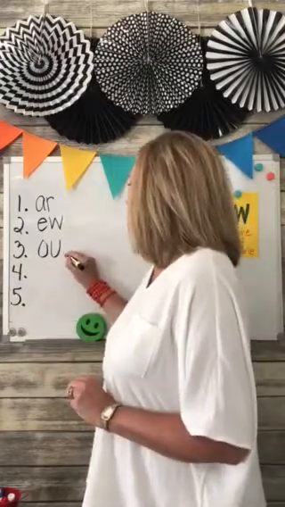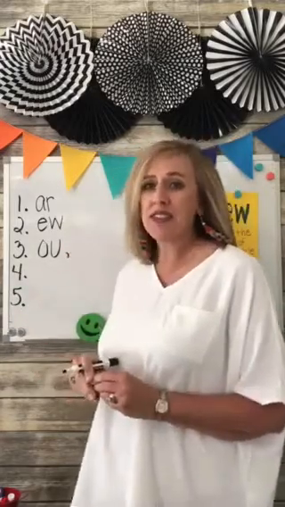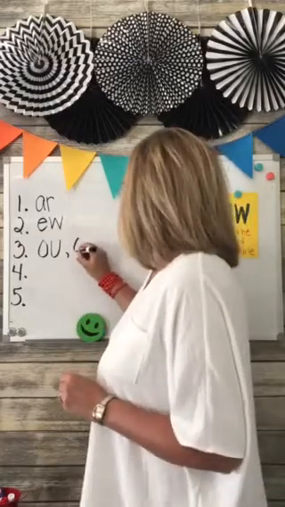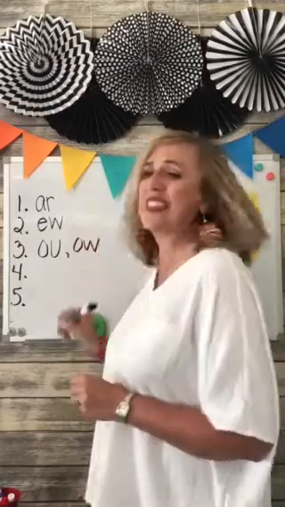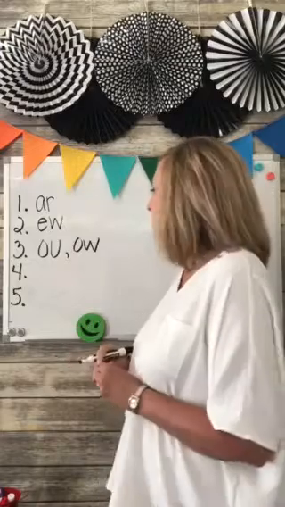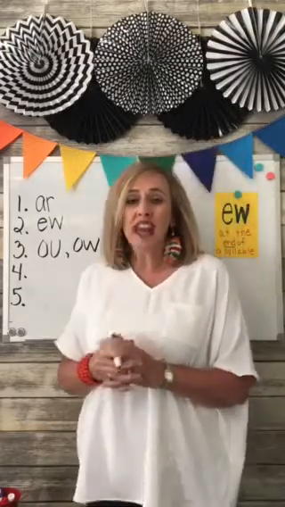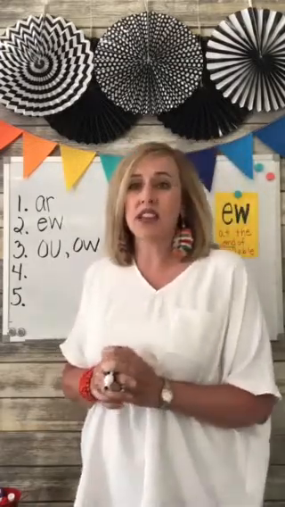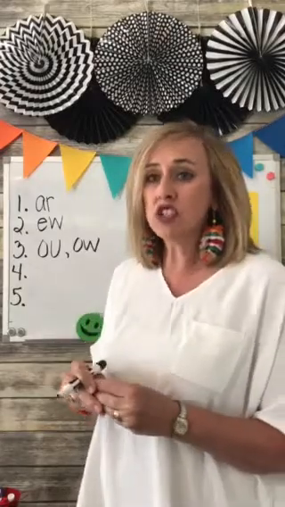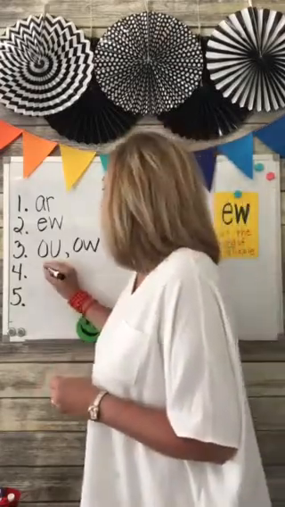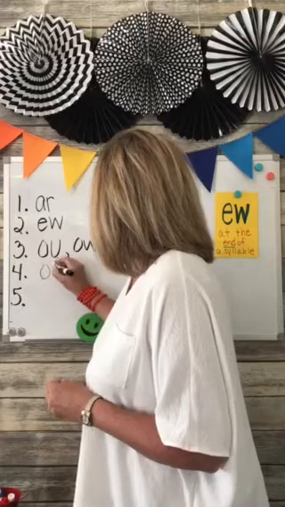The second way we learn to make the ow sound is with OW. OW says ow at the end of a syllable. The fourth sound that I gave you was the OR sound. OR is another R-controlled vowel. You make the OR sound with O, R.